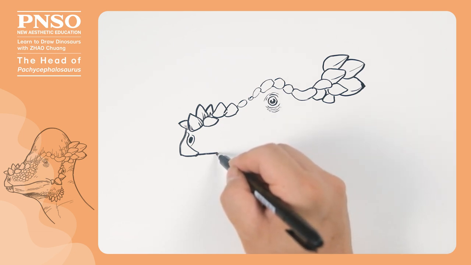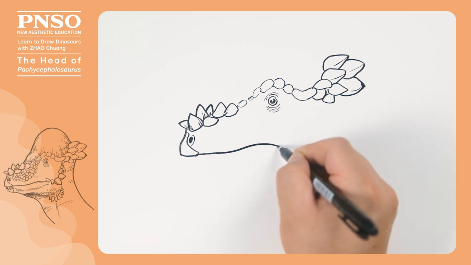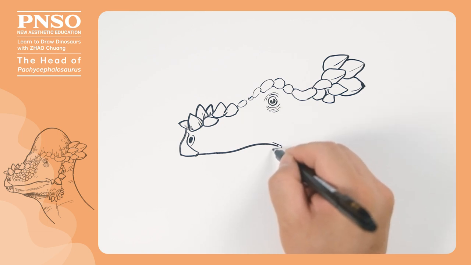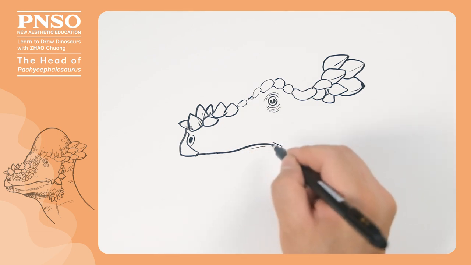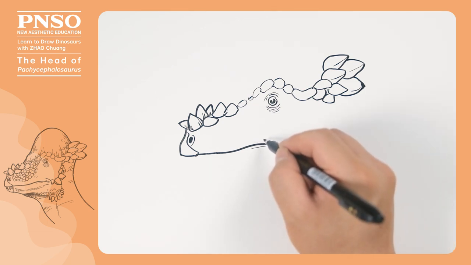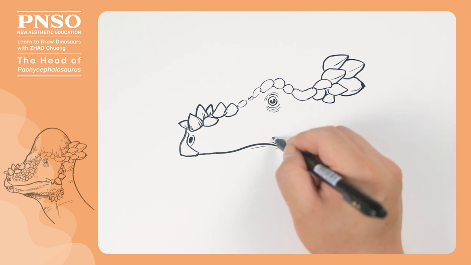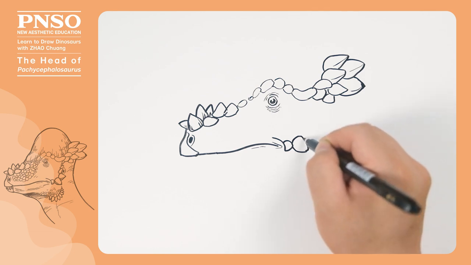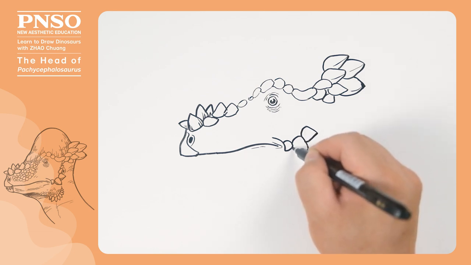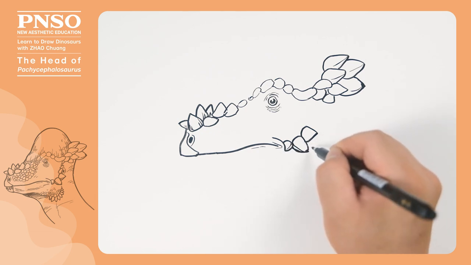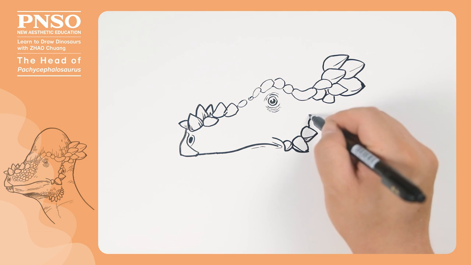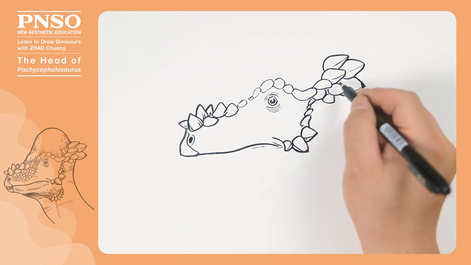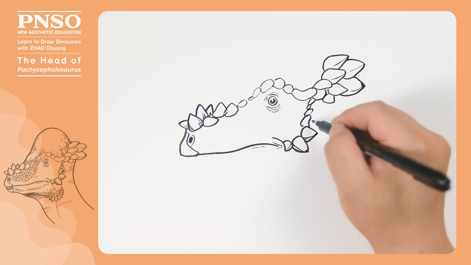Its mouth was large, and the corners of the mouth extended backward. On the jugal bones, there were three triangular horn-like structures. Further backward, we draw some small scales and connect them to the raised structures on the top edge of the head that we have just finished.